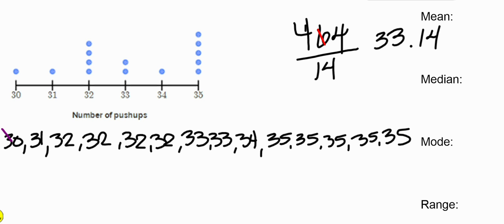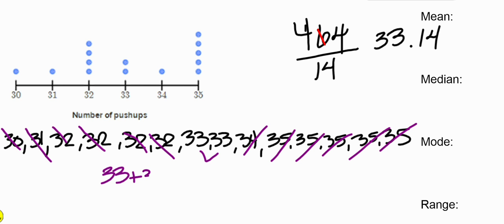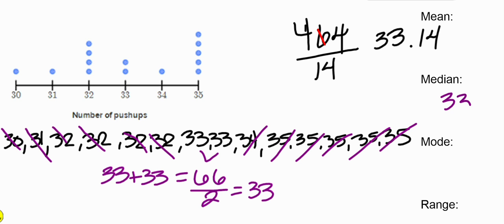So I start crossing out from left to right. I have two numbers. So I'm going to add those up. 33 plus 33 gives me 66. Divide that by 2 gives me 33. So my median is 33.